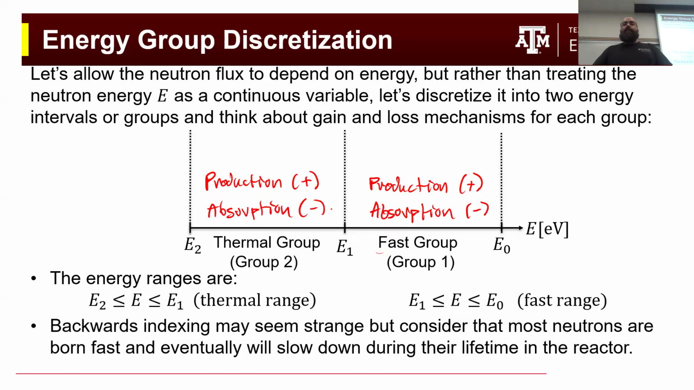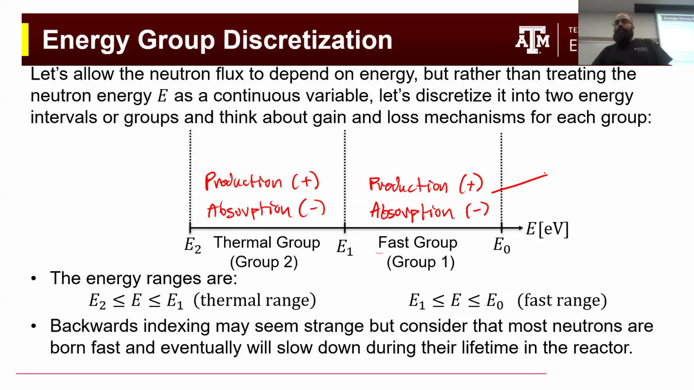So I have absorption as a loss mechanism for both the fast group and the thermal group. And also, when we did one group diffusion theory, the other way that we could lose neutrons is if they leaked out of our system. And so the net leakage would be considered a loss mechanism, and we could have net leakage from fast neutrons leaking out of our system or from thermal neutrons leaking out of our system.